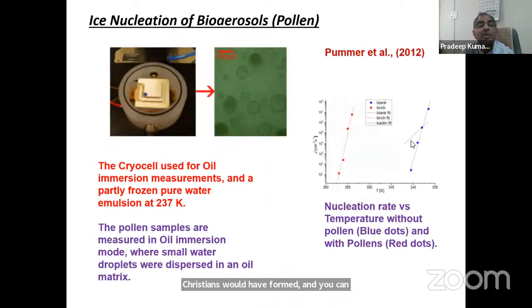Then the bioaerosols are usually done in the oil mode, because you use an oil; cryocells are used and you can collect the particles on the filter and bring them and put them into this. So pollen samples are measured in oil immersion mode, where small droplets were dispersed in an oil matrix. Again, this is nucleation rate versus temperature without pollens, which are the blue dots, and with pollens, which are the red dots. So with pollens, they can activate at much higher temperatures.